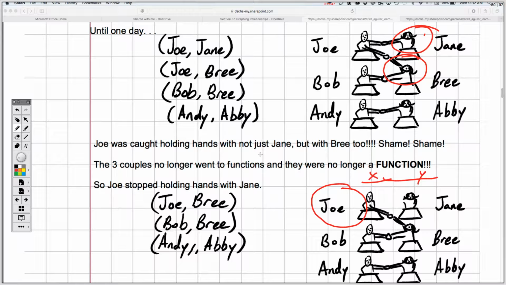So X can't have two Y values, but Y can. All right. So Marcella, which one cannot have two Y values, X or Y? Which person couldn't have two values? X. But what was the person's name on this? Joe. So Joe represented X.